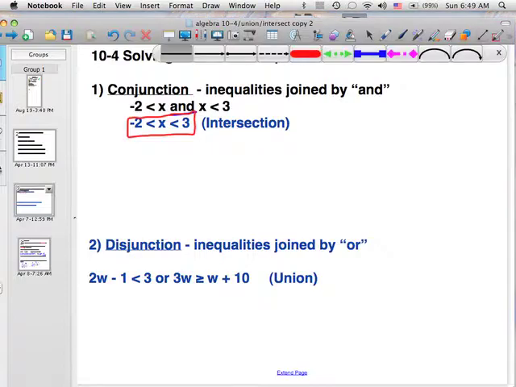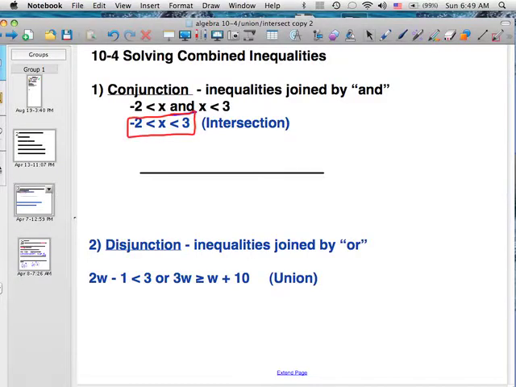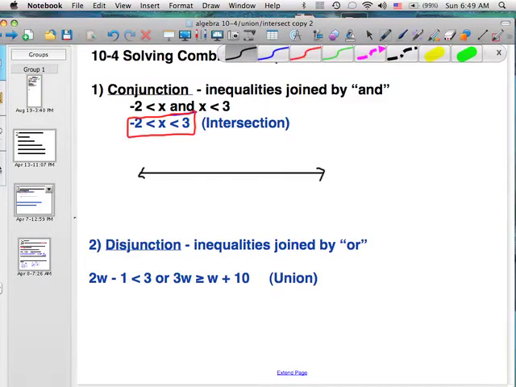And if I want to graph that, I draw the number line, putting arrows at both ends. Here's -2, here's 3. We don't have the bars, so it's an open circle at -2, open circle at 3, and it's everything in between. So this is what we call the in-between problem.